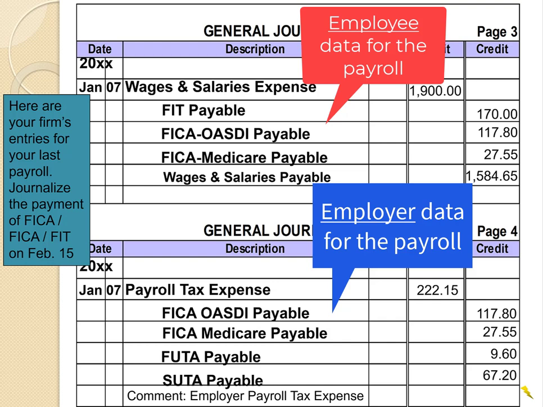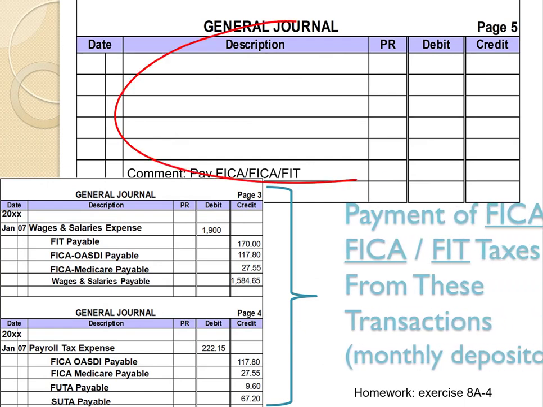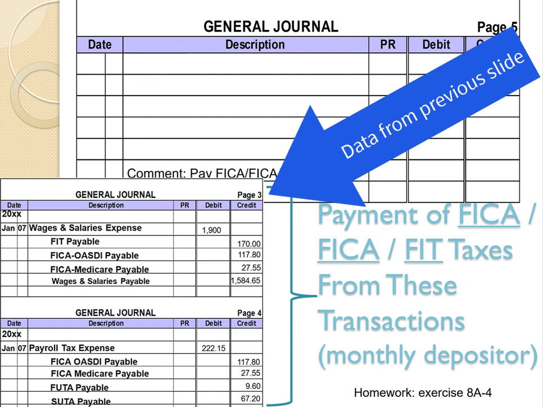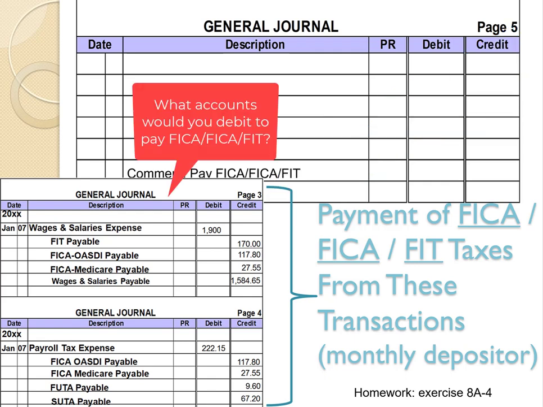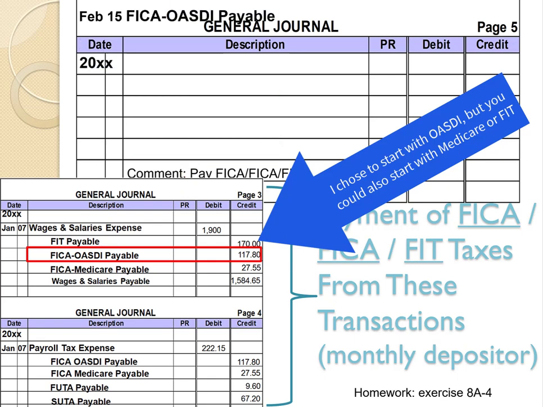So we need to make a journal entry to pay our FICA FIT. Up at the top of the screen, I have a blank journal entry, and on the lower left, I have our information from the previous slide. So we need to pay FICA FIT. My first hint is, what is the first FICA tax? Let's start with OASDI. What happens to OASDI payable when we pay the tax? Well, the payable is going to go down. So in our journal entry, we're going to debit OASDI payable. How much are you going to debit that?